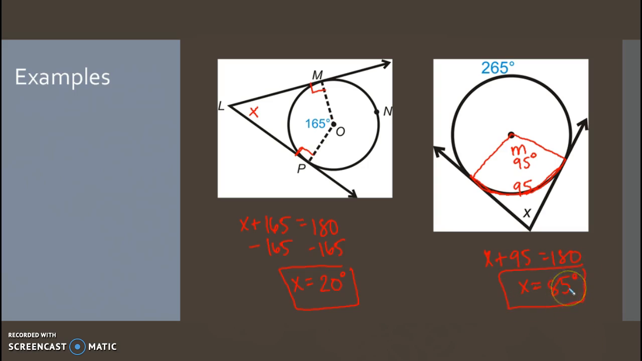So central and circumscribed angles are supplementary, so they add up to 180.